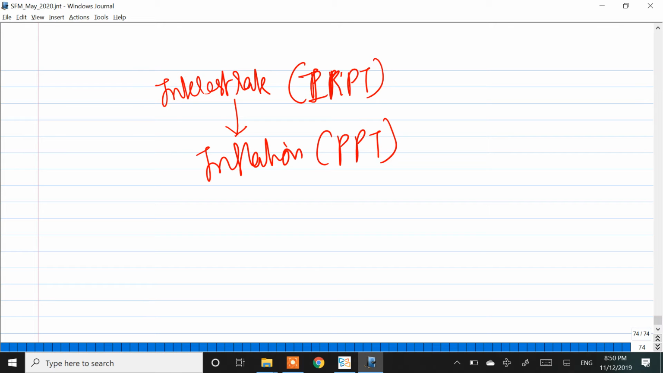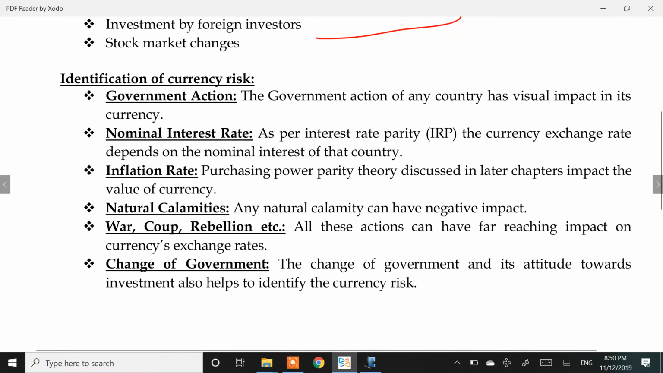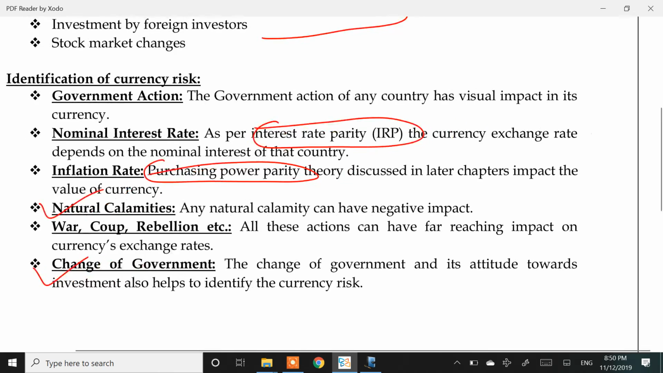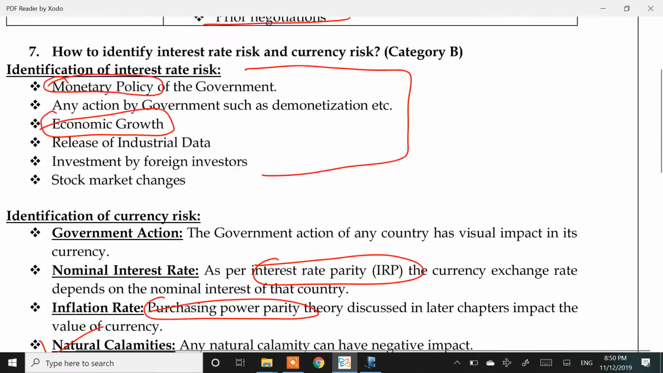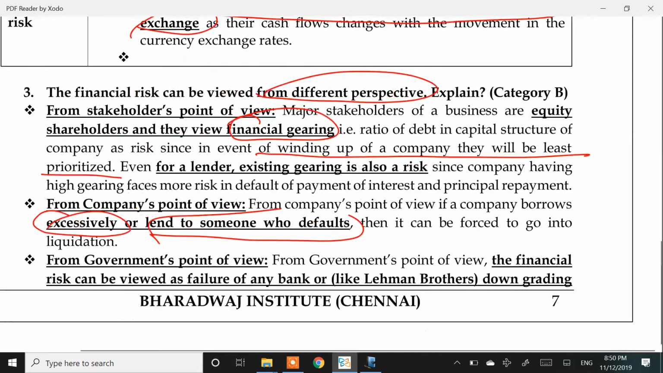Apart from this, there can be some government actions, some RBI action, a change in government, some natural calamities. All of this is going to have an impact. So government action, nominal interest rate, which is your interest rate parity theory, inflation, which is your purchasing power parity theory, natural calamities, change of government. All of these factors are going to impact my currency risk. Now, what are we learning finally in this chapter?